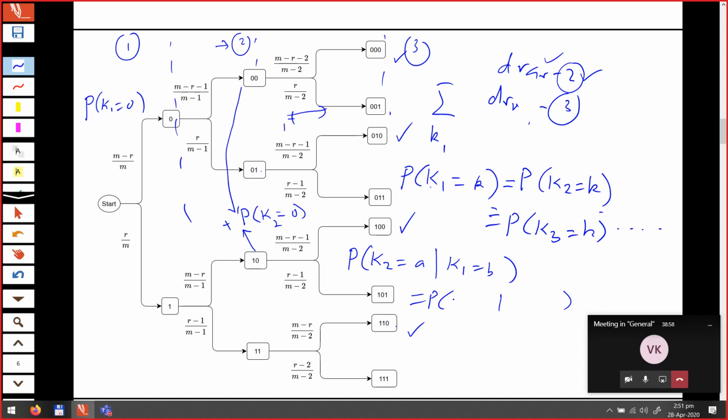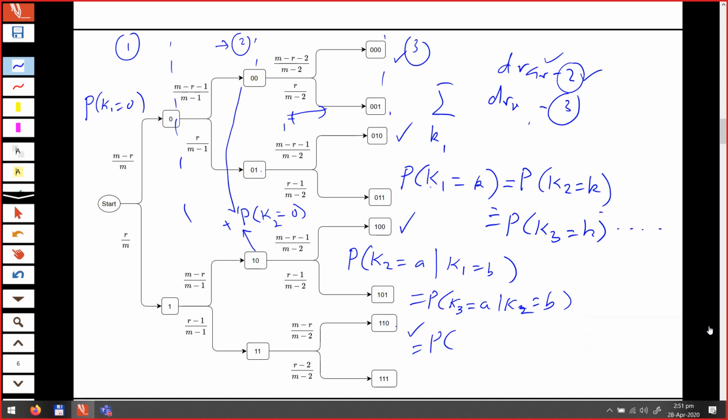So it is the same as if I ask this question for draw 3 and draw 2. So K3 equals A, K2 equals B. If I do the same for, let's say, between 1 and 3, so let's say K3 equals A given K1 equals B. I am asking 3 different probability questions. They are all conditional probabilities. This is an event of draw 1, this is an event of draw 2.